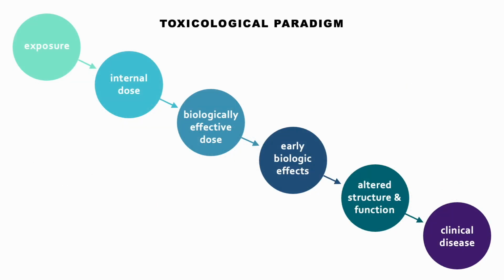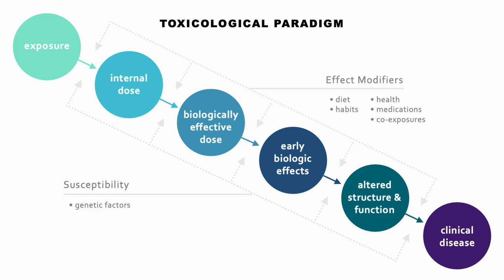The toxicological paradigm describes the sequence through which an environmental exposure may ultimately result in disease. Following exposure, only a small portion of the agent reaches the body as the internal dose. Even a smaller fraction reaches the target tissue within the body and produces a biologically effective dose. Early biological changes may then progress to alterations in tissue structure and function before clinical disease becomes apparent. Susceptibility of individuals influences risk at each stage of this pathway, and effect modifiers such as age, nutrition, and co-exposures can increase or decrease the response to an environmental exposure.